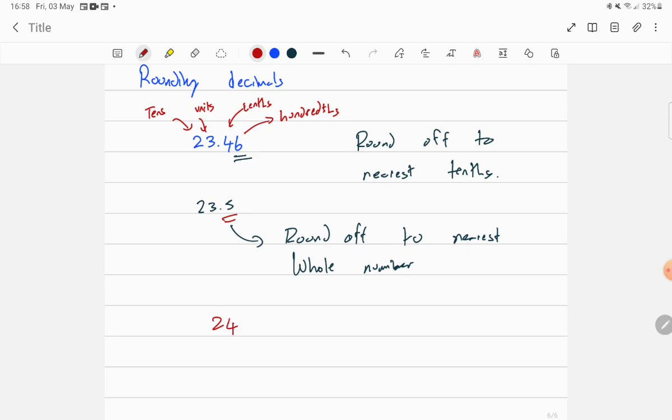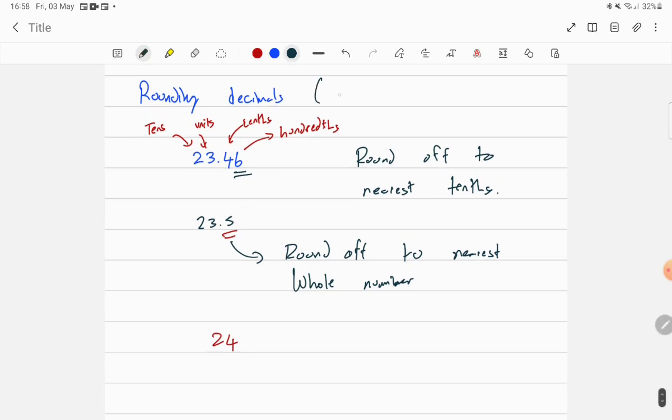All right, and if you round off to the nearest tens, then you look at units. So it's always the one to the right. That is the trick here. For rounding off decimals, look at the first digit to the right. Right, perfect.